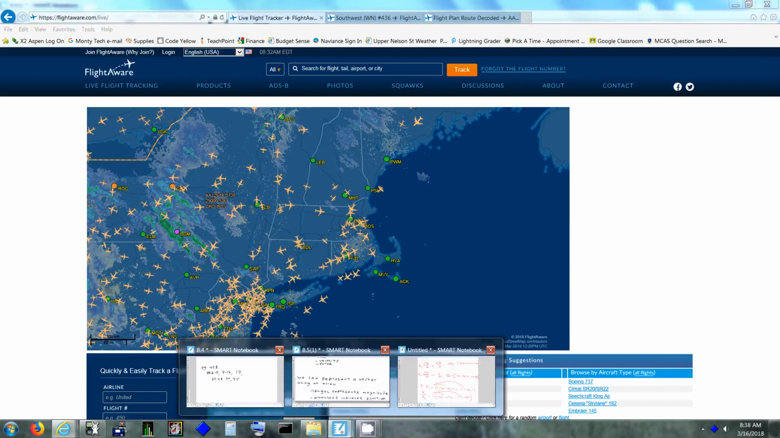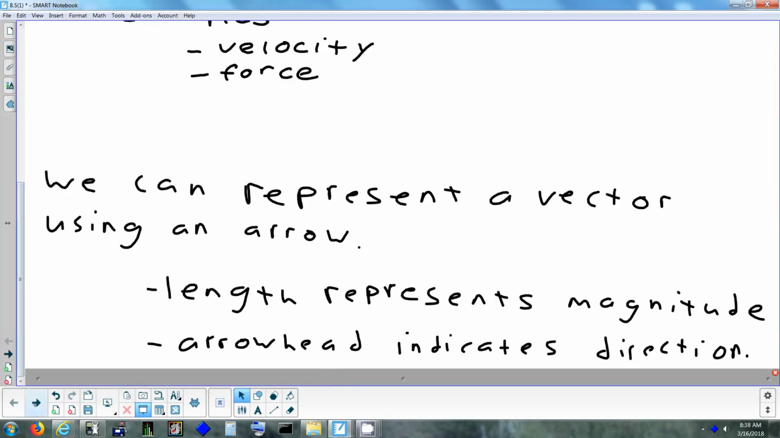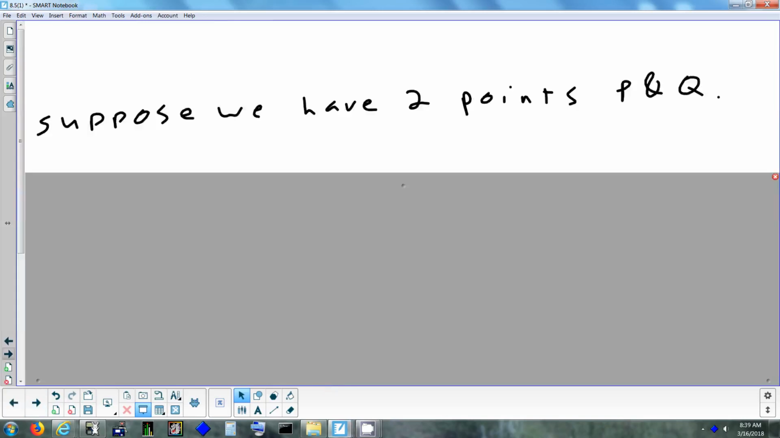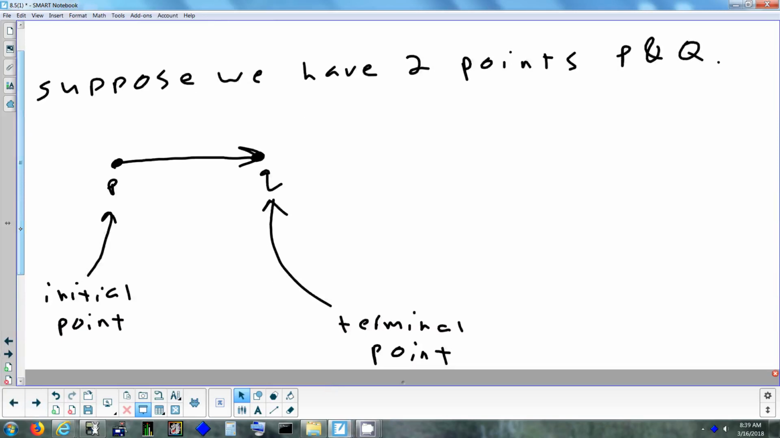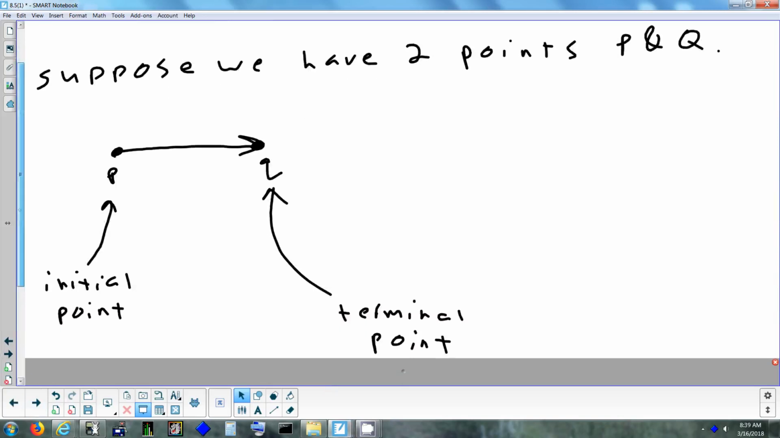All right, so let's go back here. If we have 2 points, we can kind of do this on a grid to do an arrow, where the 2 points are our initial point and terminal point. And a vector is always drawn from the initial to the terminal. Okay, and in geometry, you can call that an arrow, but a lot of times we call it a ray. Okay, because it just goes in one direction.